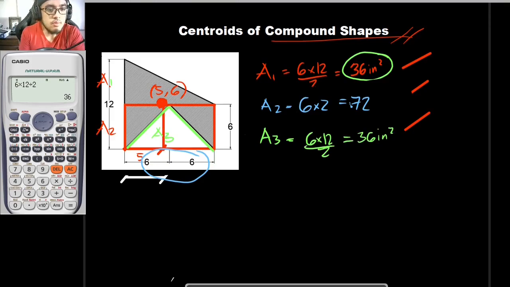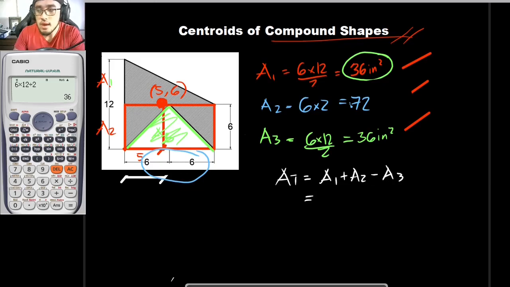But since you would be removing this part right here in solving for the total area, so our area total now is equal to area 1 plus area 2 minus area 3. And this should also be equal to 72, just like our area total a while ago. So 36 plus 72 minus 36. So confirmed, we have a total area of 72.